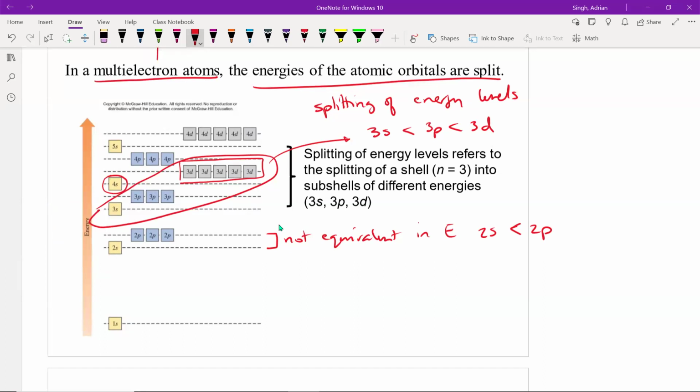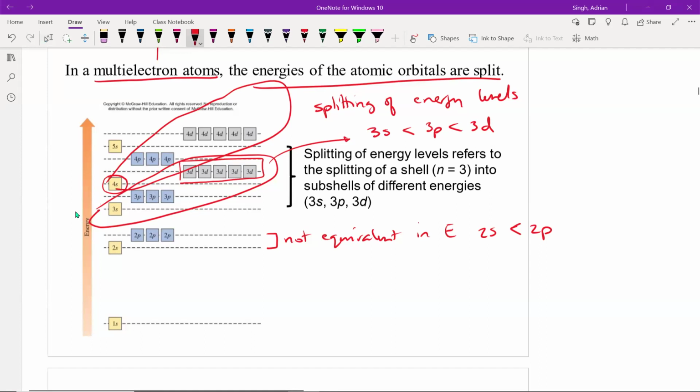And the n equals 4 orbitals are also split, right? So your 4s is lower than the 4p and the 4d, and if you keep going, up to the 4f. So that's very important to keep in mind because it will dictate how we start stuffing electrons into each of these different orbitals, which are represented by these different boxes.